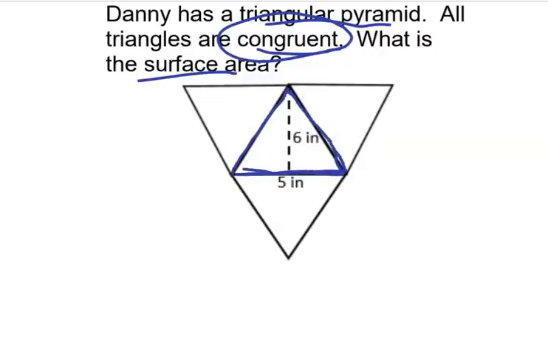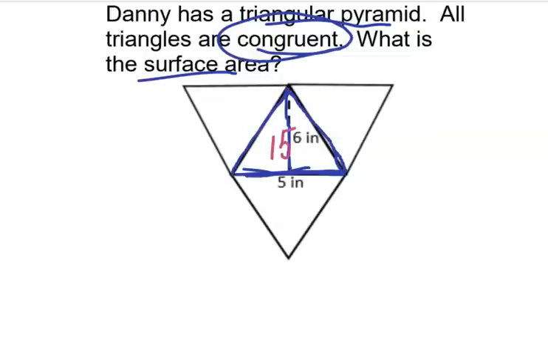So we have a base times height. The base is 5. The height is 6. 5 times 6 is 30. So that triangle is 30, right? No, not quite. Remember, that's going to be kind of the area of a rectangle or a parallelogram. But we don't want that. So 6 times 5 is 30, but half of that is 15.